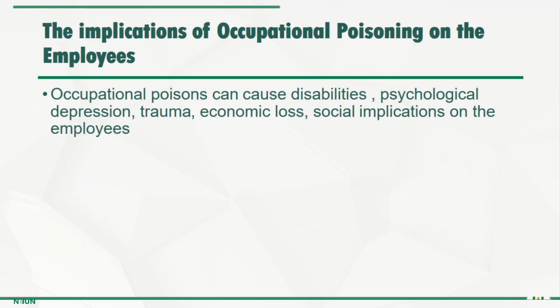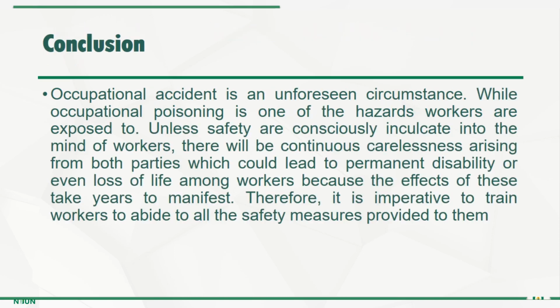The implications of occupational poisoning on the employees. There is no doubt that occupational poisons can cause disabilities, psychological depression, trauma, even economic loss and social implications on the employees. For this reason, it is important to prevent occupational accidents and occupational poisons at workplace.